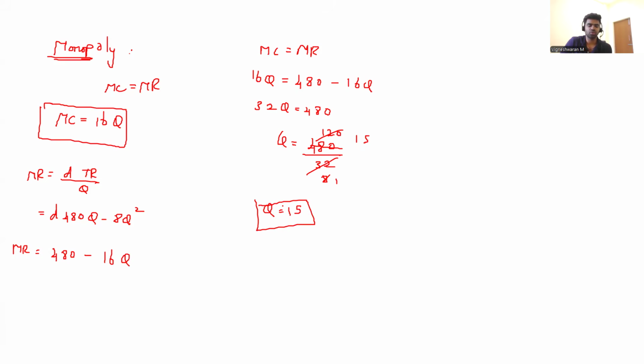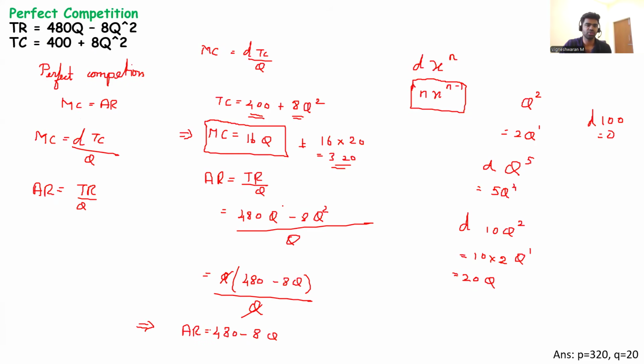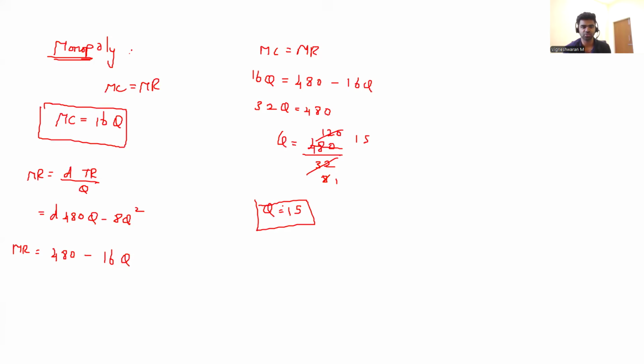Okay. Now we have to find the price. How will we find the price? With the total revenue we can find the price. Total revenue means price into quantity, PQ is equal to... with that I can find the price.